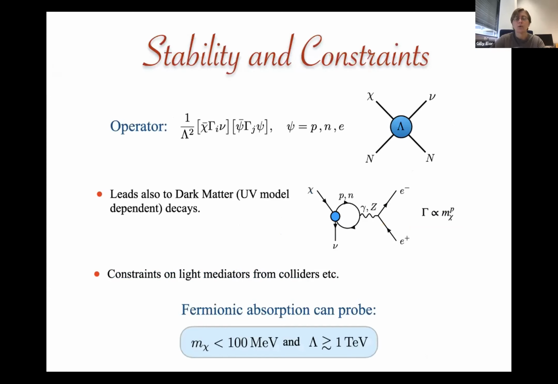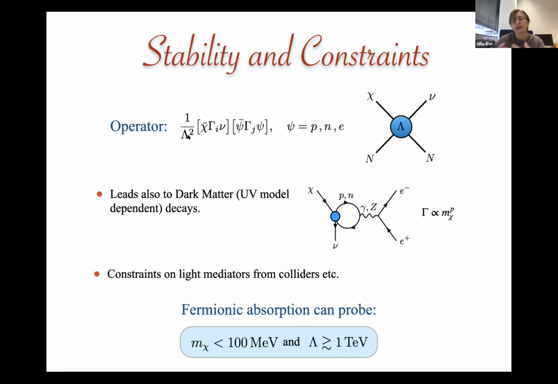Where do we imagine these models coming from? I'm just going to generically write them down as some higher dimensional operator. These gammas are some Lorentz matrices. The point is the dark matter interacts with a standard model particle, and it can scatter off protons and electrons. In this particular case, it's emitting a neutrino, and the scale of the new physics is going to be constrained by a whole host of other experiments.